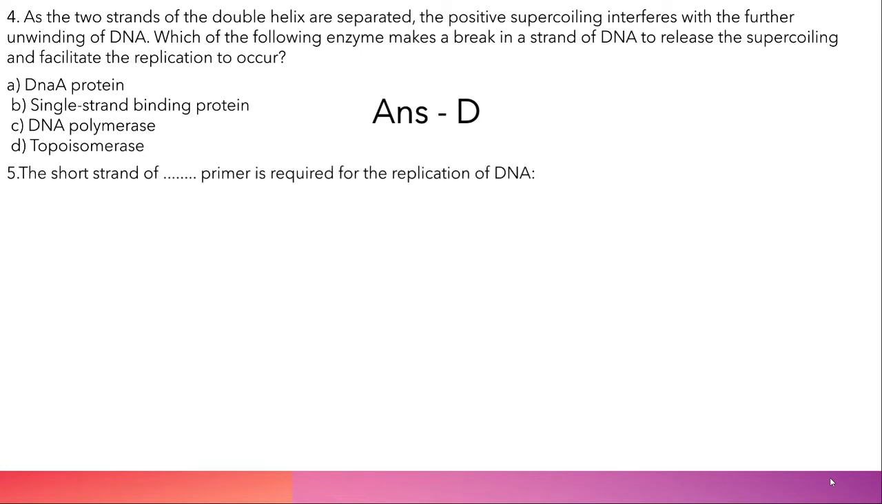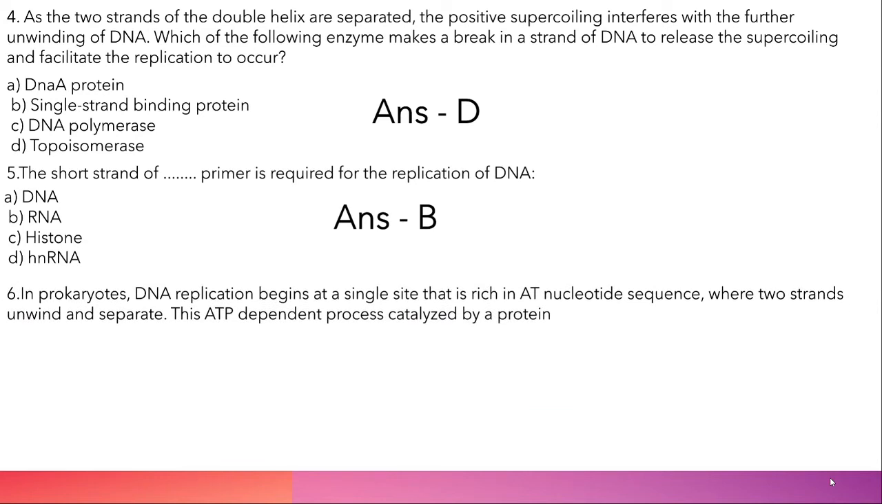The fifth question is, the short strand of dash primer is required for the replication of DNA. The options are A, DNA; B, RNA; C, histone; and the fourth one is hnRNA. The correct answer is option B, RNA.